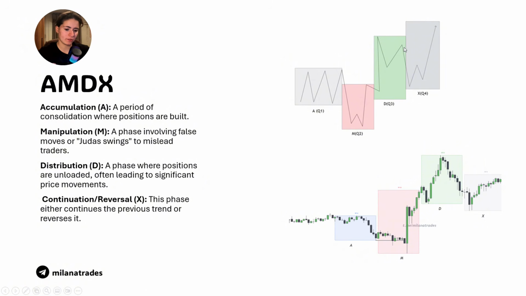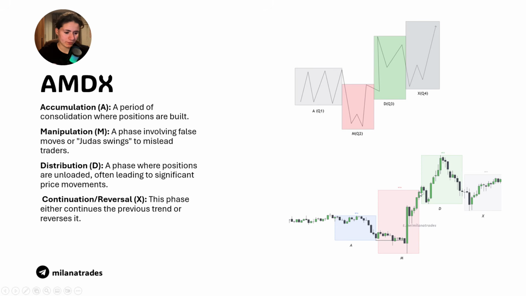And the fourth quarter is a continuation or reversal. In this final stage, the market either continues in the same direction as before or makes a reversal. Let's look at this example. Each box here represents a quarter. In the first quarter, we can see price moving slowly, which looks more like a consolidation phase. In the second quarter, the market took liquidity. In other words, we had manipulation, and then the structure was broken.